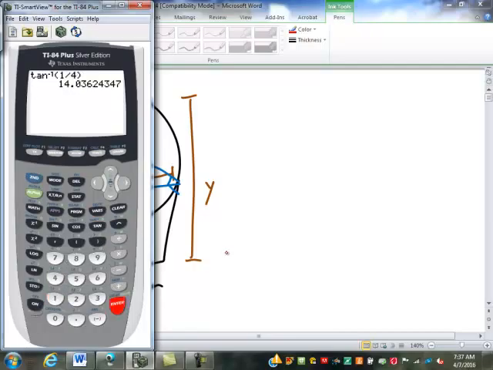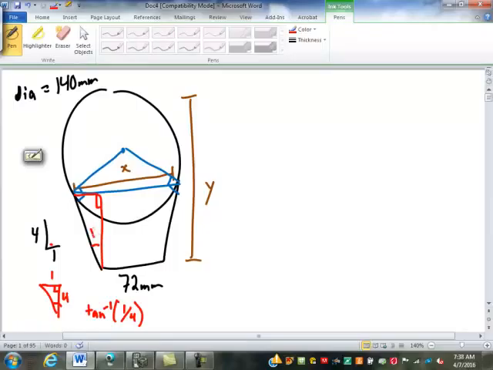It's 14.04 degrees. So the big question is, how does that help us? Well, if that's 14.04 degrees, that makes this angle up here 90 minus 14.04, otherwise known as 75.96 degrees, which makes this angle here 14.04 degrees, which makes this angle here 14.04 degrees. Why?